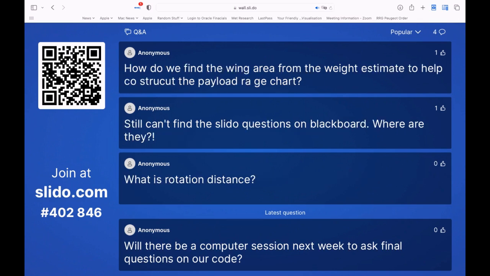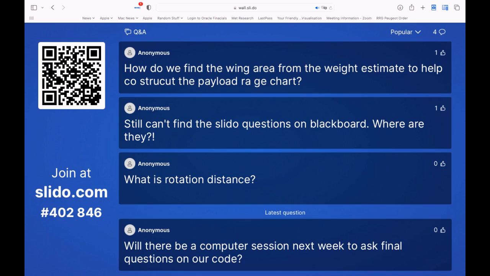How do we find the wing area from the weight estimation? So, I have a weight estimation, 81 tons. I have a wing loading of 5 kilonewtons per square meter.